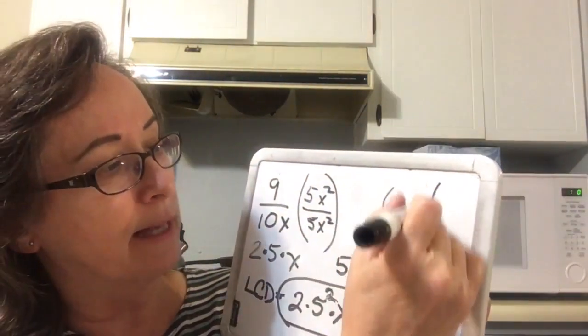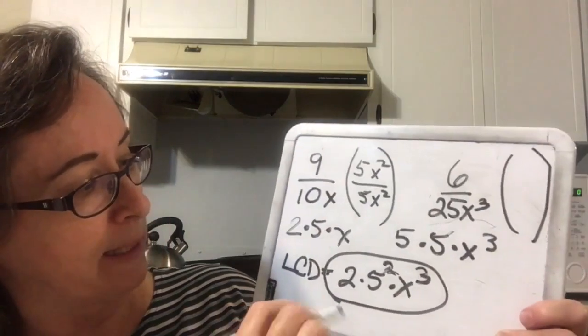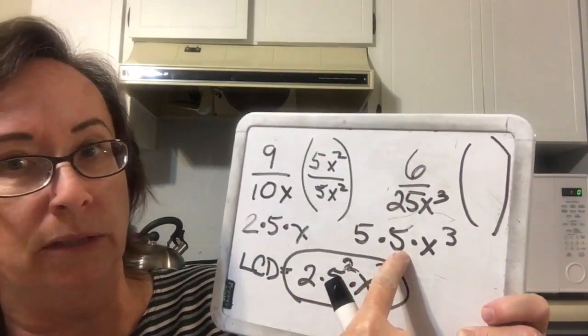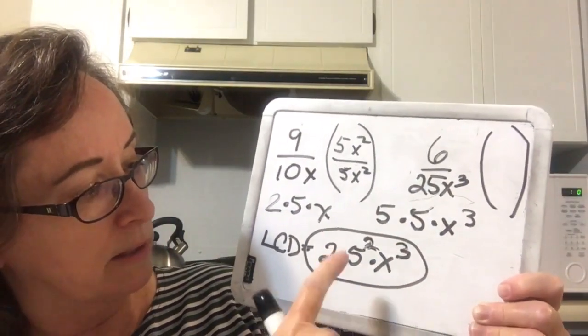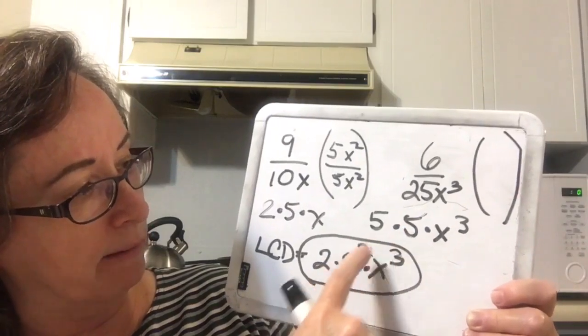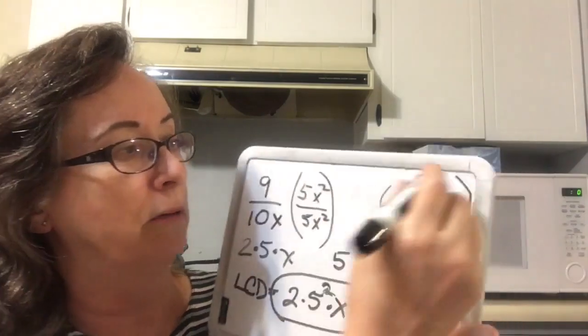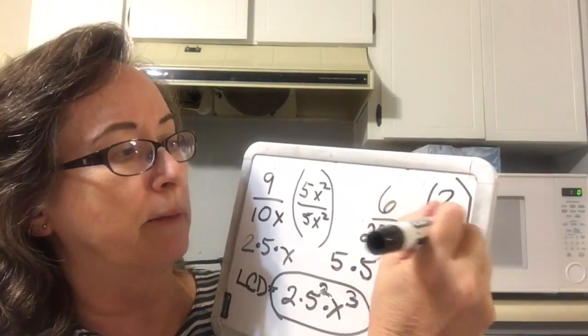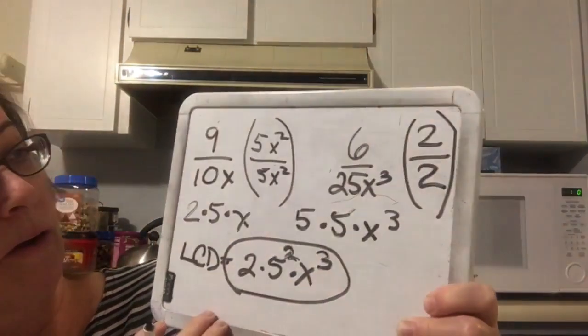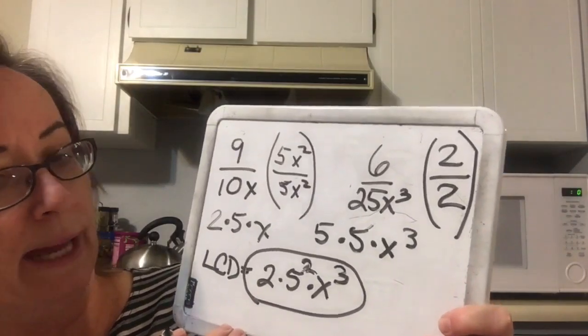Okay, and then on this other side, what am I missing between the old and the new? So I've got only the 5 squared, x cubed. I'm only missing the 2. So I'm going to multiply this one by 2 over 2. Okay, so let me get another board here so that I can finish that problem up.